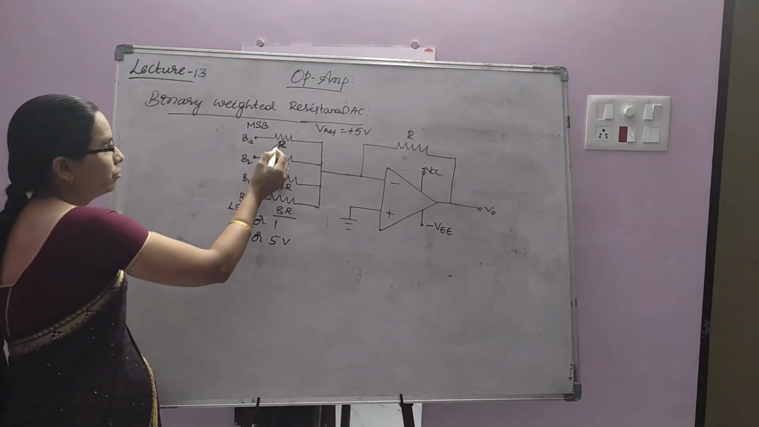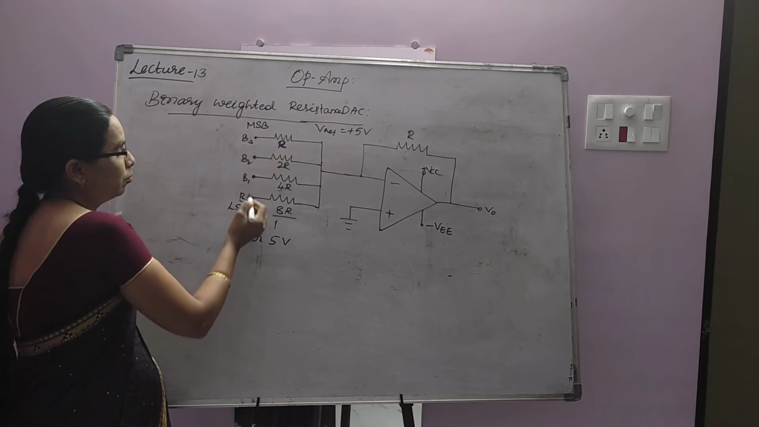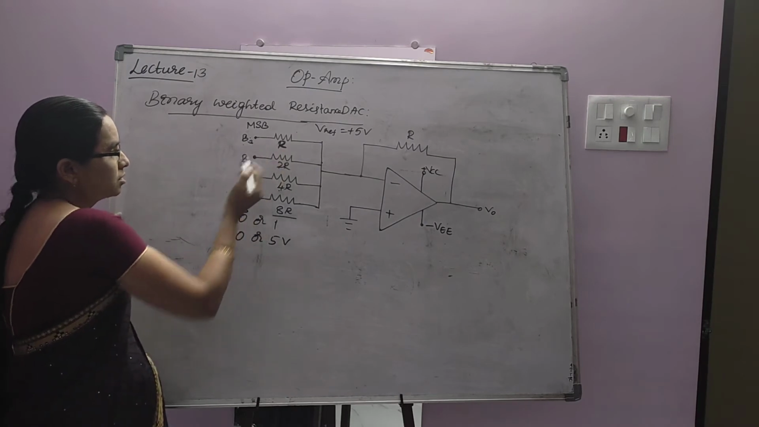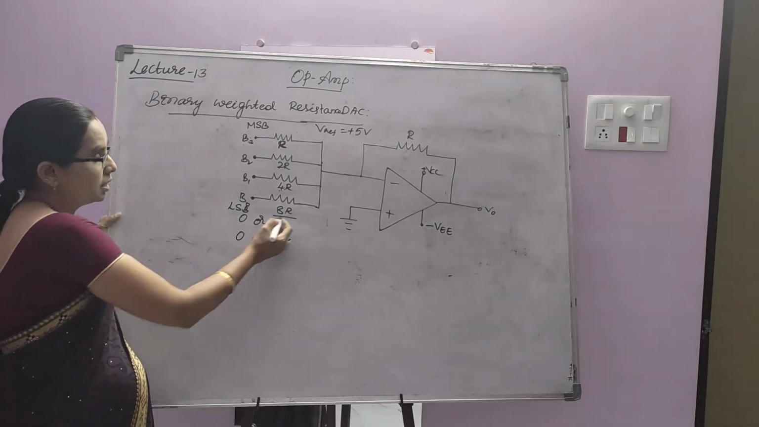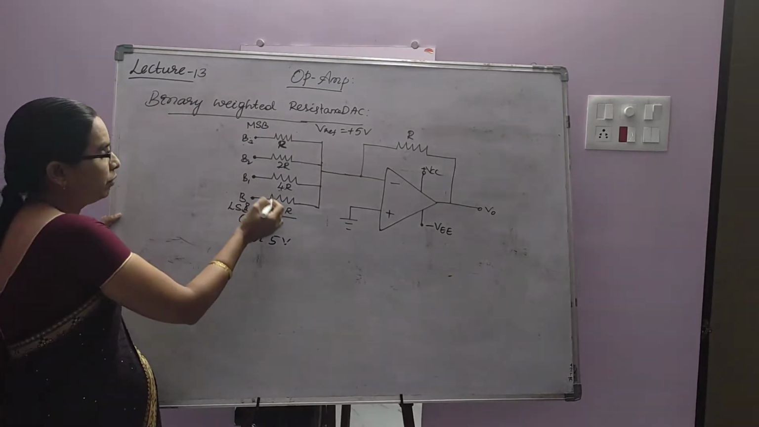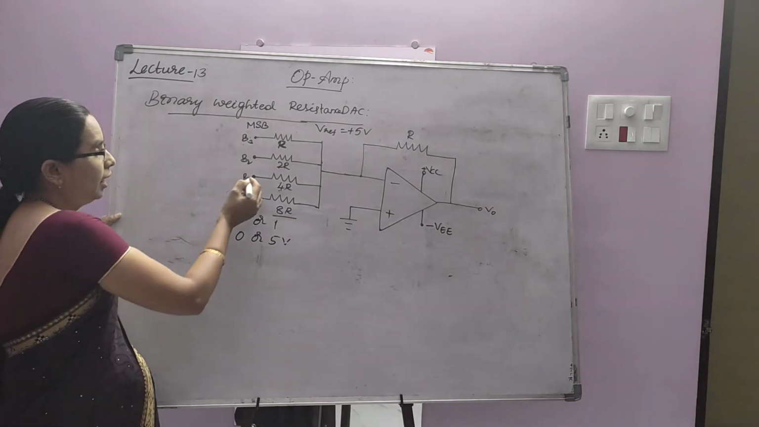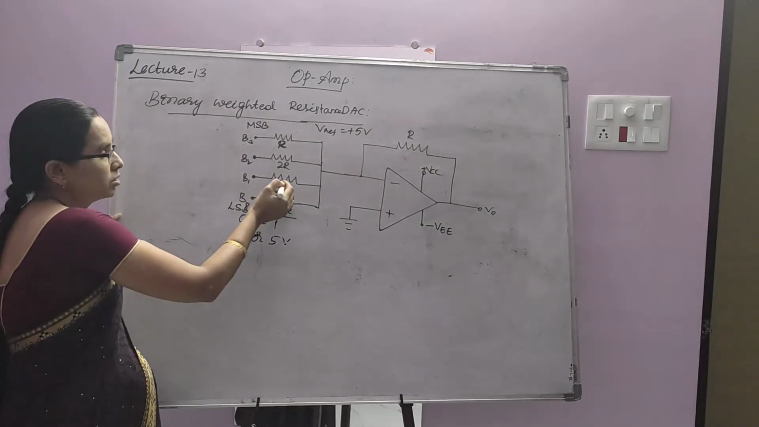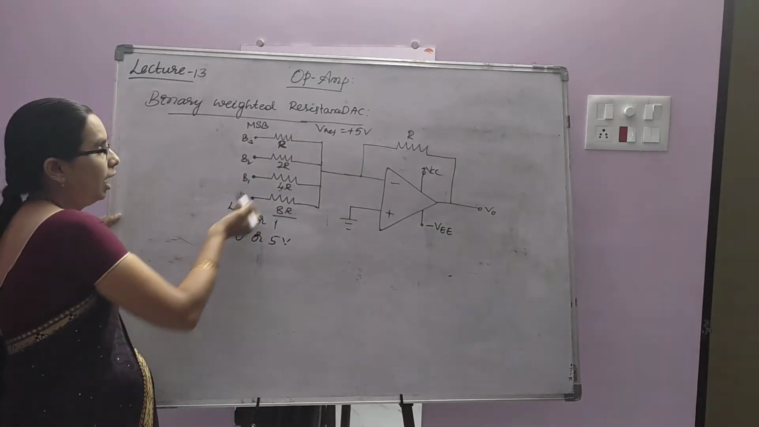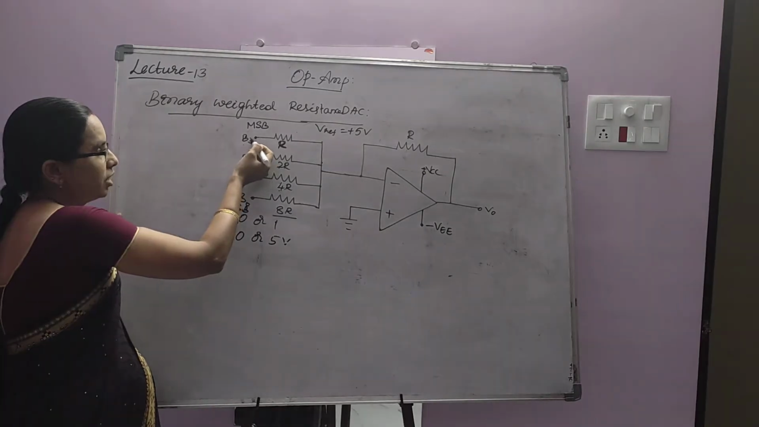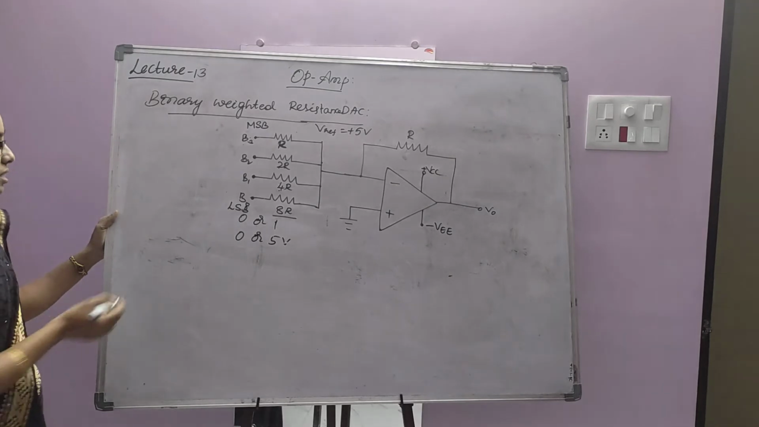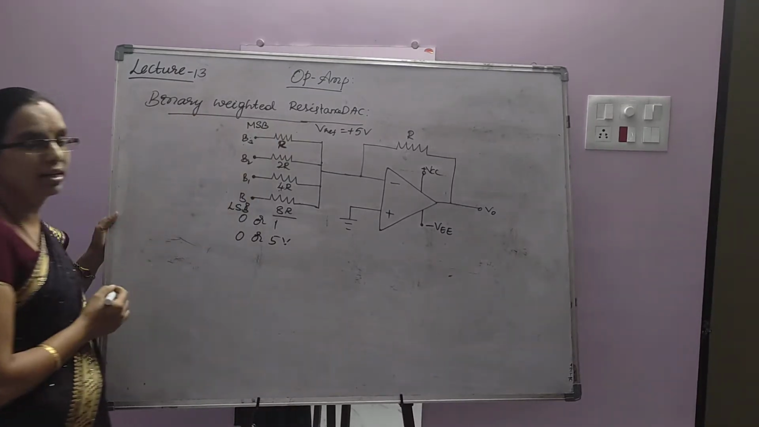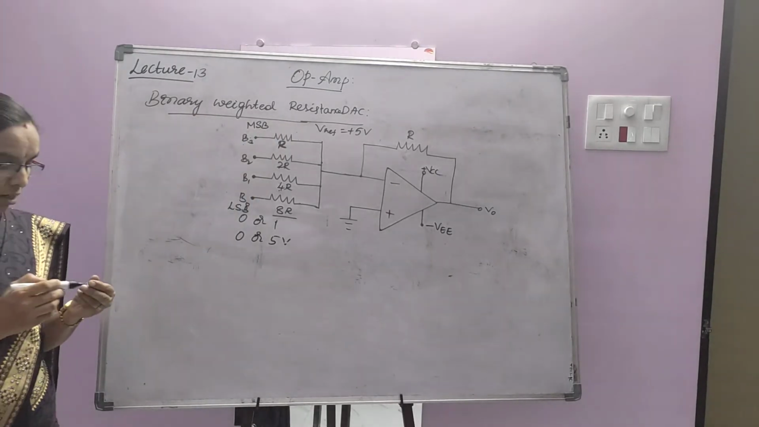If you observe, the resistance connected to bit 0 is 8R and bit 1 is half of that, and the resistance connected to bit 2 is still half of this, and the resistance which is connected to bit 3 is again half of this. So it is called a binary weighted resistance DAC.